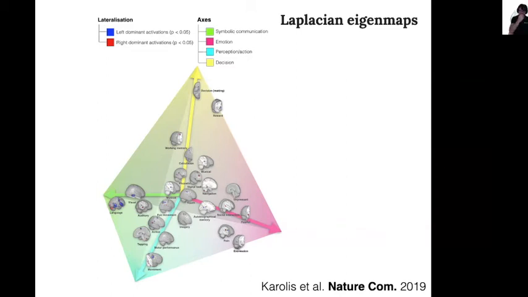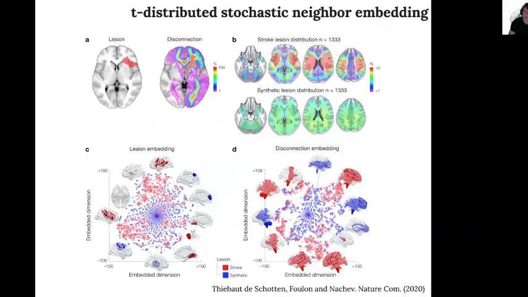Now, I also spoke about T-distributed stochastic neighbor embedding, and there we're coming to my lecture on epistemology, whereby we took 1,333 strokes and their disconnections. The strokes are on the left in C, the disconnections on the right in D, and we plotted them into the same space.